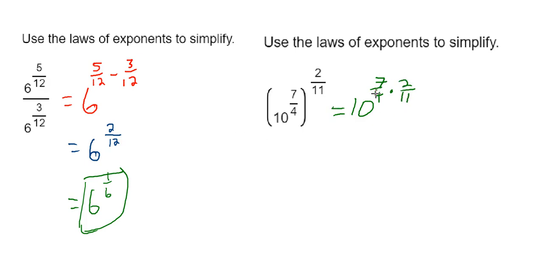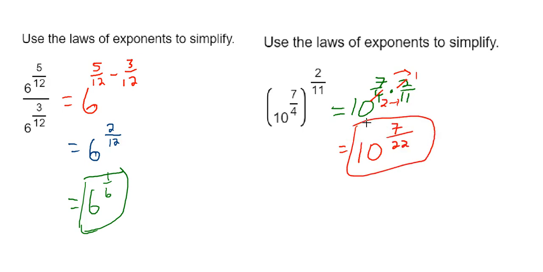You can reduce first before you multiply fractions. So I'm going to cancel this 2 out with the 4. It'll leave me with a 2 on the bottom, leaves me with a 1 on top, and then we will go ahead and multiply these fractions together. You don't need a common denominator to multiply. So we get 7 times 1, which is 7 on top, 2 times 11, which is 22 on the bottom. And that'll be the final answer.